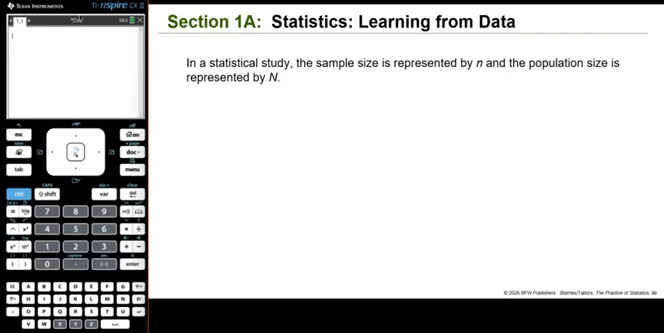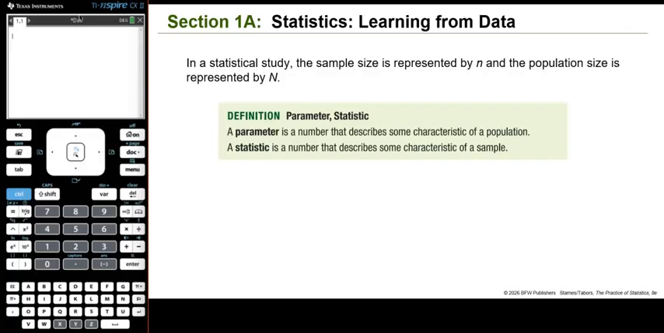Okay, statistical study. The sample size is represented by lowercase n. That makes sense. And the population size is uppercase N. Okay.